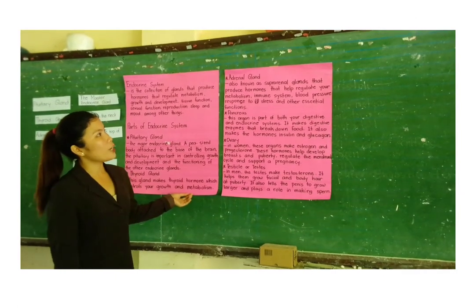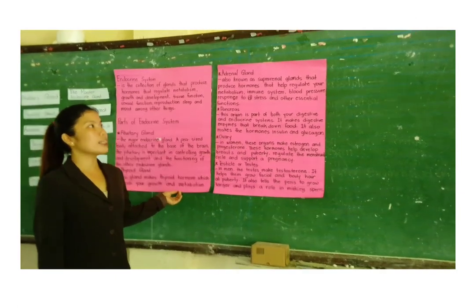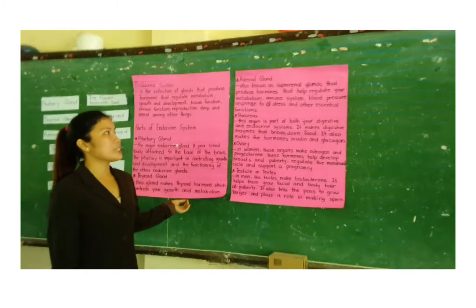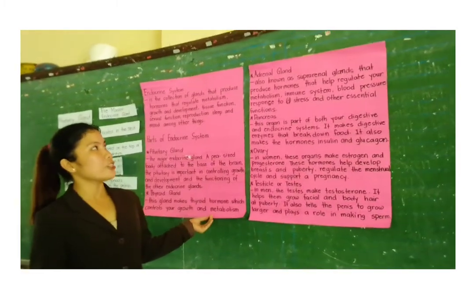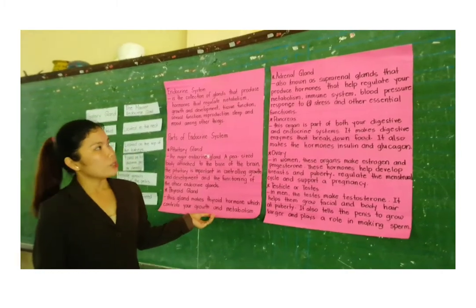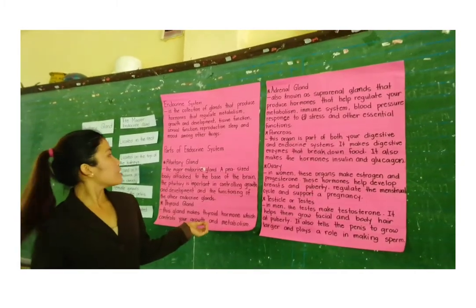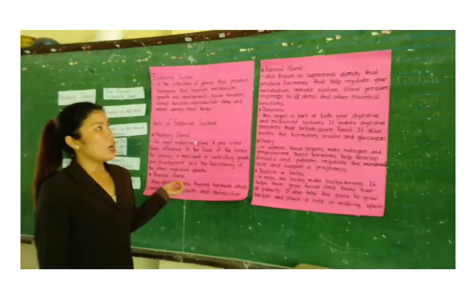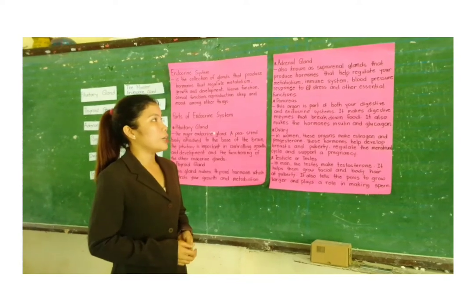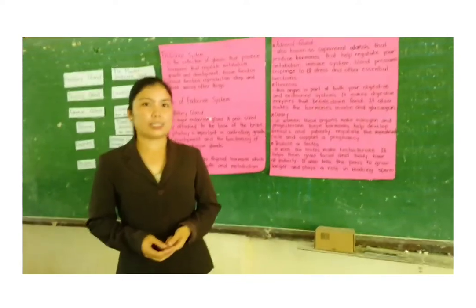Next, the adrenal glands, also known as suprarenal glands, produce hormones that help regulate your metabolism, immune system, blood pressure, response to stress, and other essential functions. Same with the pituitary and thyroid gland, it is responsible for our metabolism and regulates our blood pressure and immune system.